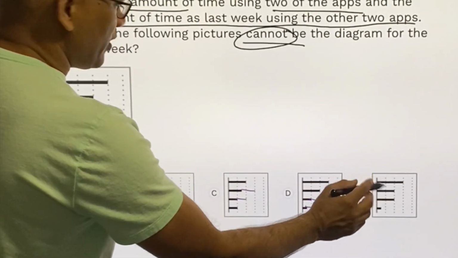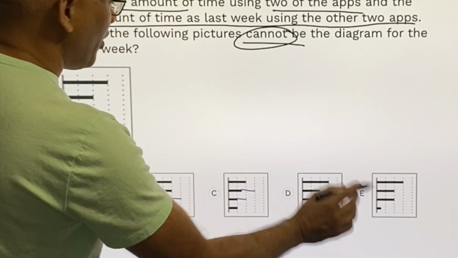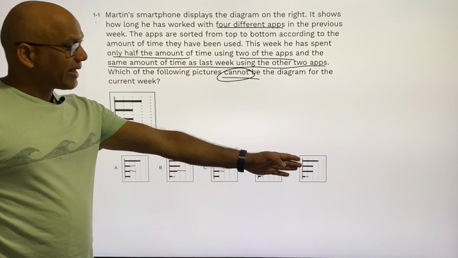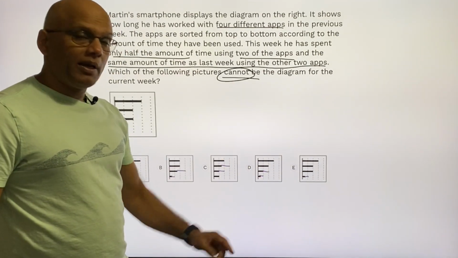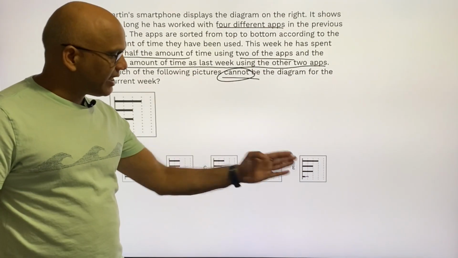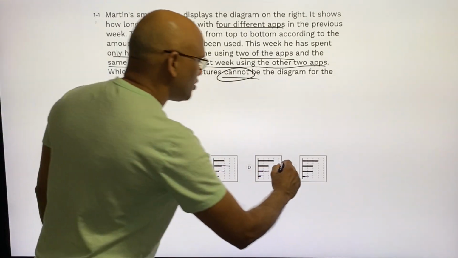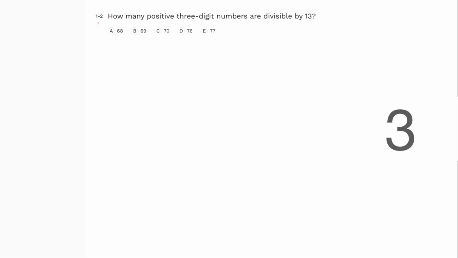Let's take a look at this. So this is the same. These 2 are also the same. So this I can extend it like this. So here we can see that only 1 app he has spent half the time. So this cannot be a choice for this week, right? And we need to find that out. So E is the correct choice.